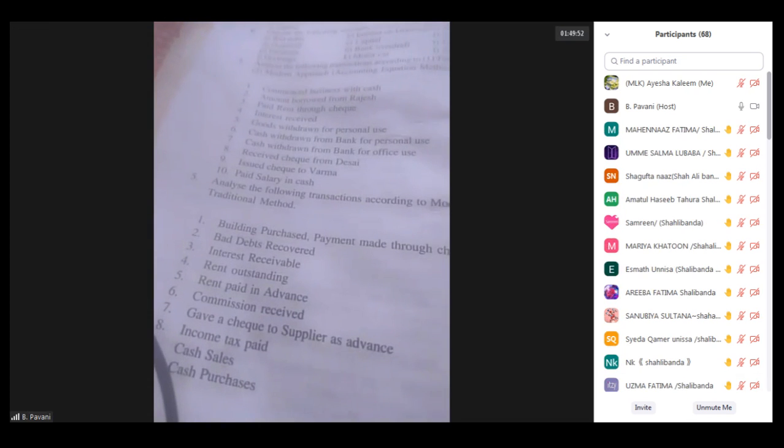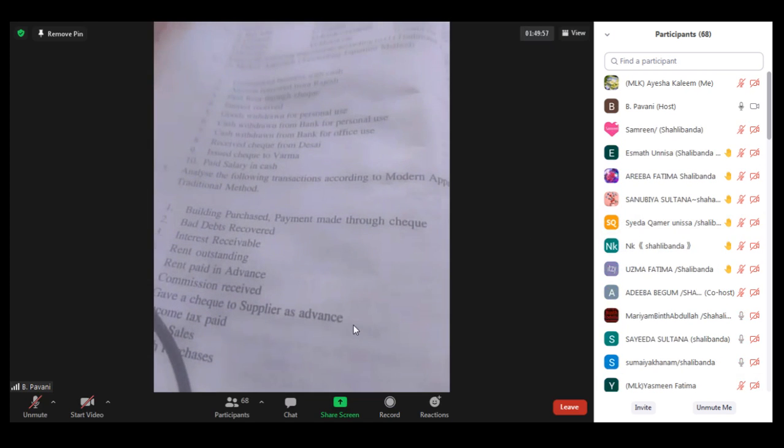Only 6 minutes are there. Problem or not? We will complete the problem, just see the entries. You see the fifth one, they have given: analyze the following transactions according to the modern approach and the traditional method. First we'll do the traditional method, then we'll go to the modern approach. Be ready with your pen and the book. I'm telling the entries, so write fast.